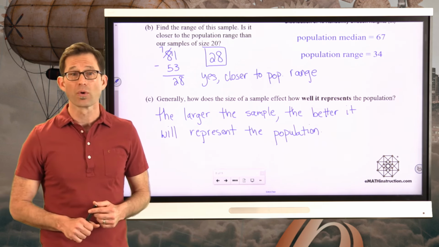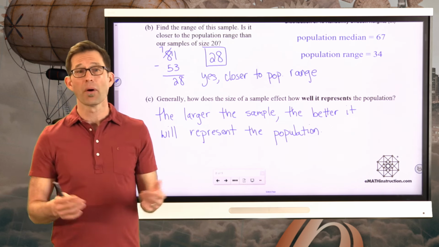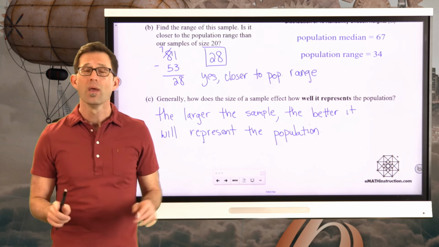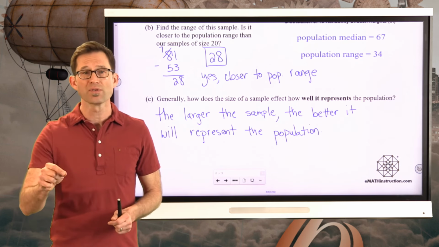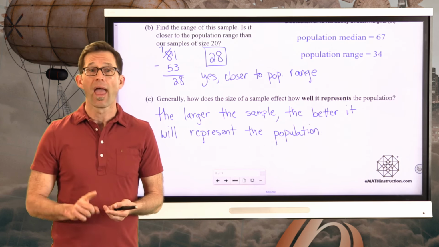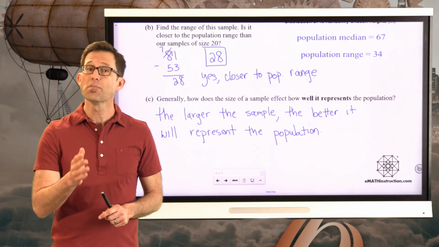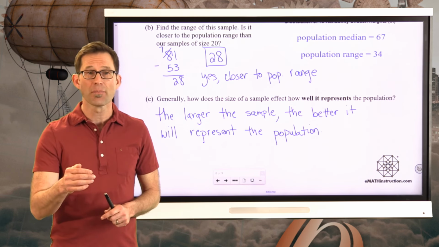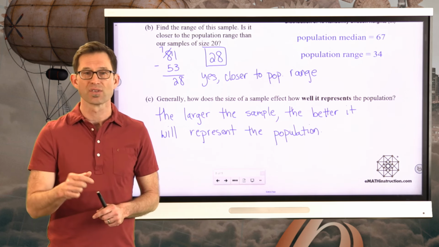The other extreme is, of course, you sample the entire population. You take all of them, in which case the sample and the population are the same, and therefore it's going to represent the population perfectly. But the big point here is, if you want a sample to represent a population in terms of measures of the center, like the median, and measures of variation, like the range, then you want to make the sample size as big as you can, as big as is reasonable. And the bigger the sample size, the better it will represent the population statistics as a whole.